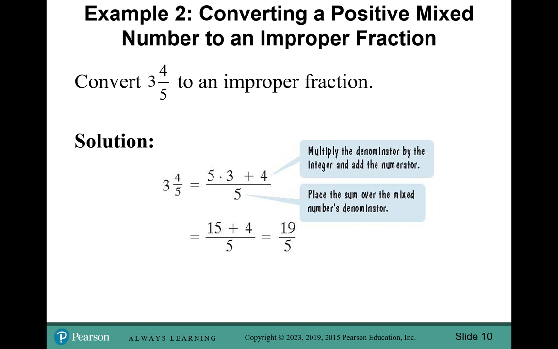So let's look at this example and prove that those two numbers that I said were the same are actually the same. We want to convert 3 and 4/5 to an improper fraction. Essentially what you're doing here is 3 and 4/5 is the same thing as 3 plus 4/5. You're essentially finding a common denominator here, if you've done that before. The common denominator would be 5.